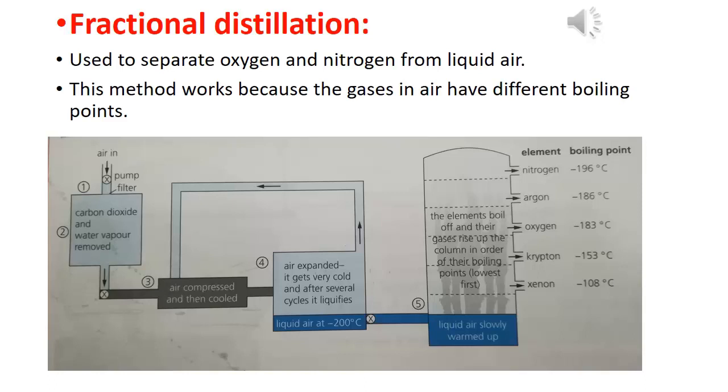Nitrogen boils off first. The boiling point of nitrogen is very low, so it boils faster and the nitrogen gas is released first. This is how the separation of gases is done by fractional distillation.